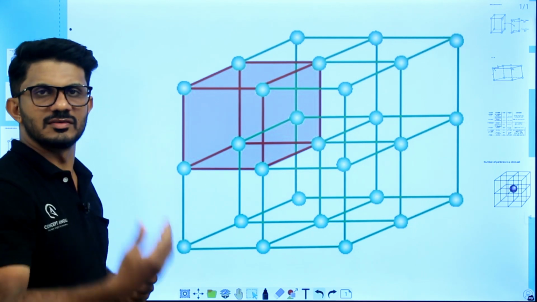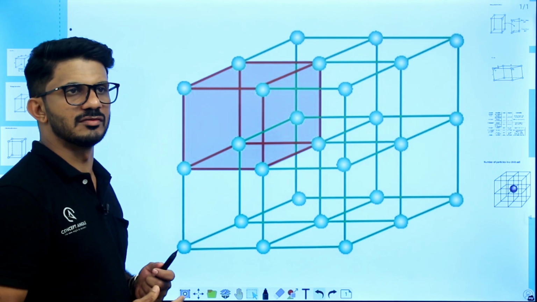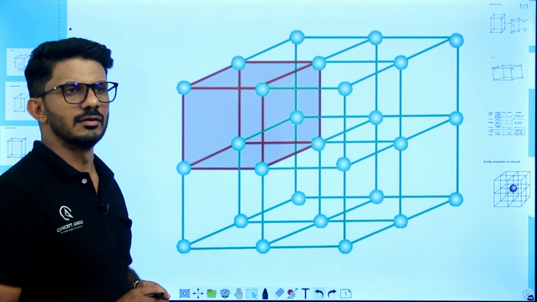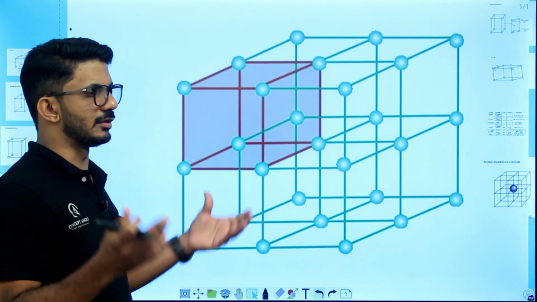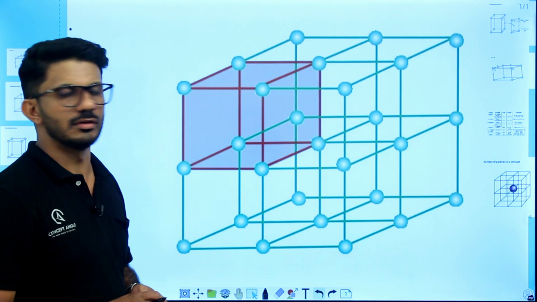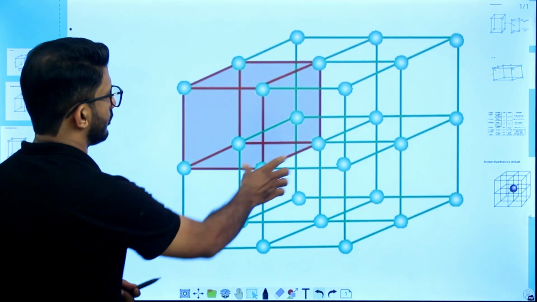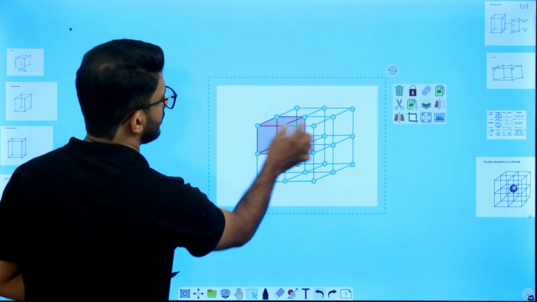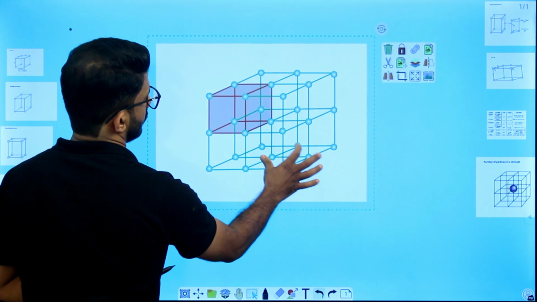And we also discussed the different types of unit cells. What are the different types of unit cells? Just to recall here: primitive unit cell, face-centered unit cell, body-centered unit cell, and end-centered unit cell. And what are the differences between these types of unit cells? Okay. And this is a crystal lattice and this is a unit cell. We discussed everything.